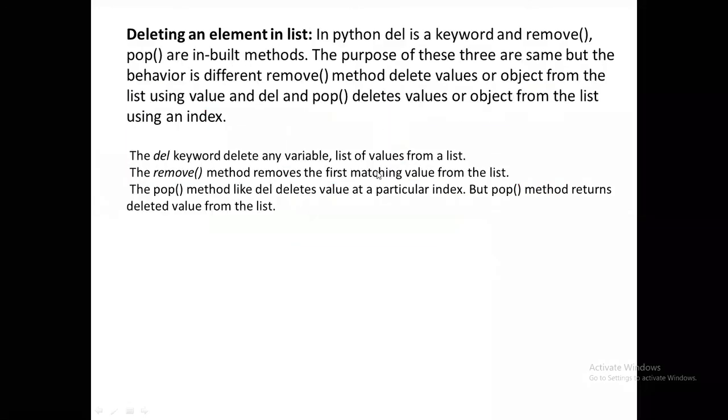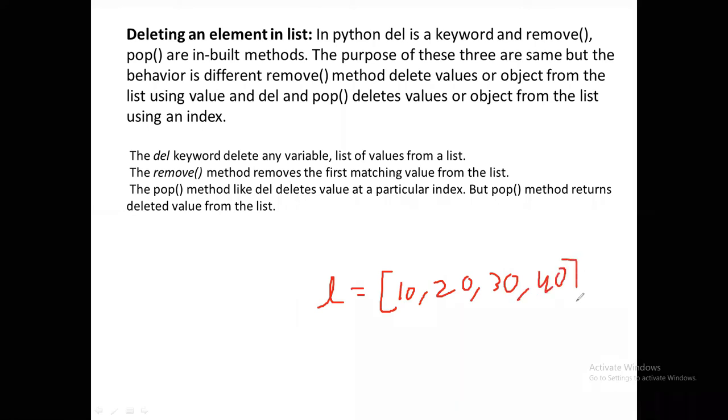Okay. So next, deleting an element. How to delete an element from the list? For example, I assign L equals 10, 20, 30, 40. Now I want to delete this element 30. So how can we delete? In Python, del is a keyword, and remove and pop are built-in methods.